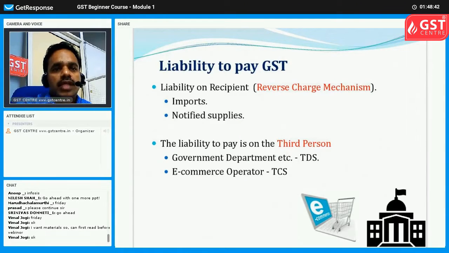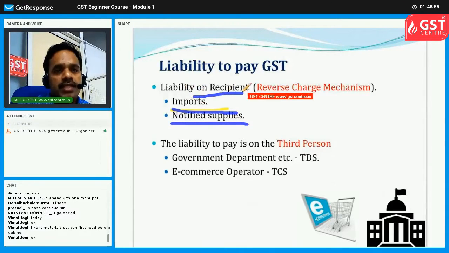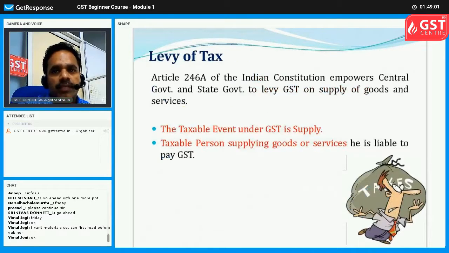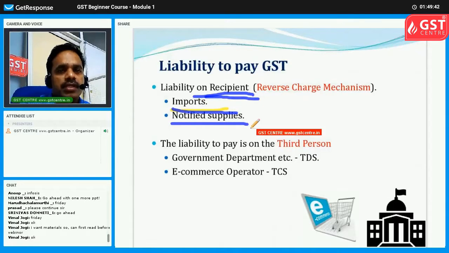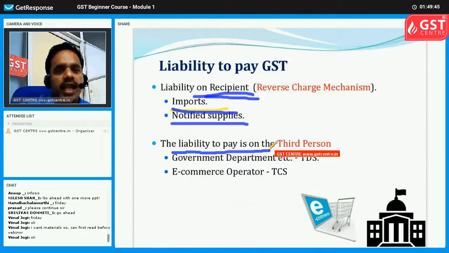Liability to pay GST. The liability on the recipient is called the reverse charge mechanism, which I already explained. That is for imports and for notified supplies, reverse charge mechanism will be applied. In such a case, the recipient or the buyer will be liable to tax. So normally the seller, the taxable person supplying goods or services, has to pay GST, but in the scenario where, under the reverse charge mechanism, the liability is on the recipient, the buyer has to pay GST, and in some cases the liability to pay is on a third person.